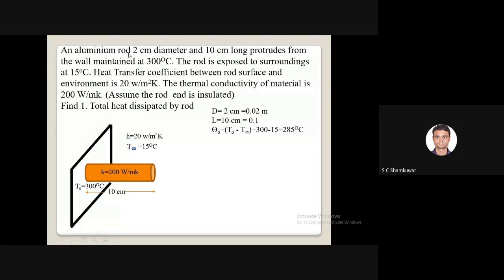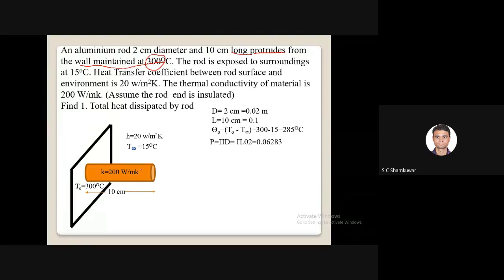The aluminium rod of 10 centimeter protrudes from the wall which is maintained at 300 Celsius. So this will be the temperature of the wall as well as the temperature at the base, where x is equal to 0. Therefore, we have taken T naught is equal to 300 degree Celsius. So we have calculated theta naught, nothing but T naught minus T infinity. It comes around 285 degree Celsius.